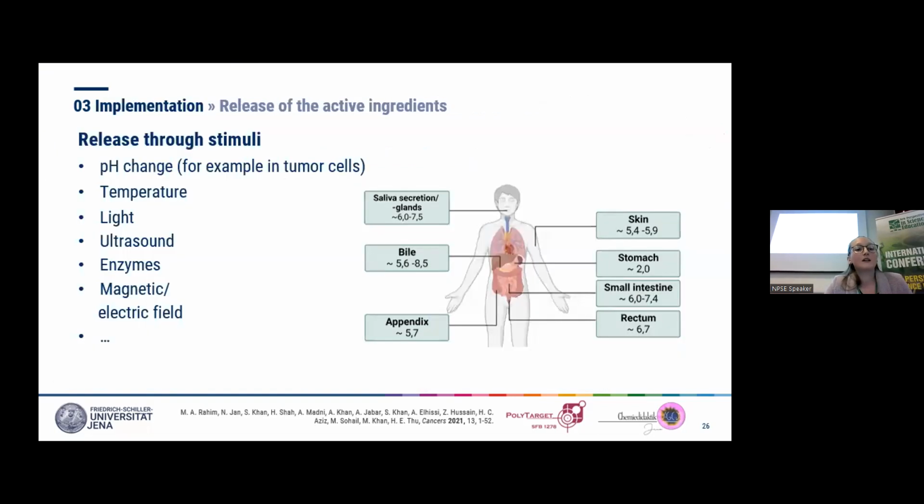For example, temperature change, light, ultrasound, enzymes, or magnetic or electric fields, and so on. Why did we decide on a pH change? On the one hand, it is very simple to use in the school context, and there's a connection to the subject of biology. The students know from biology that we have different organs in the human body with different pH values, and so we can take this knowledge and transfer it to our experiment.